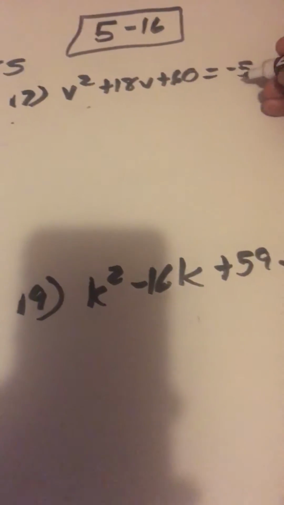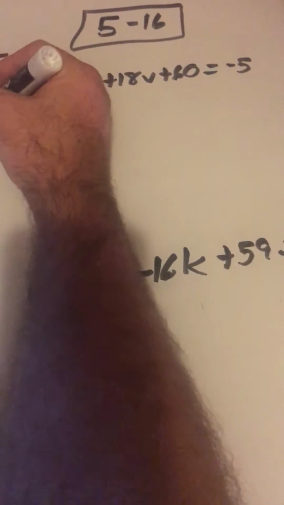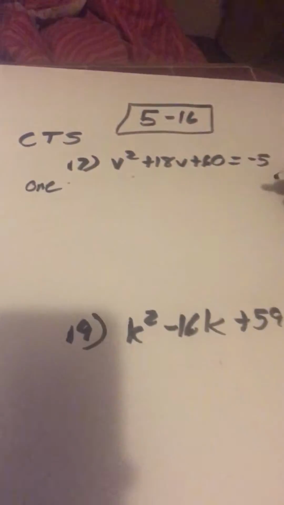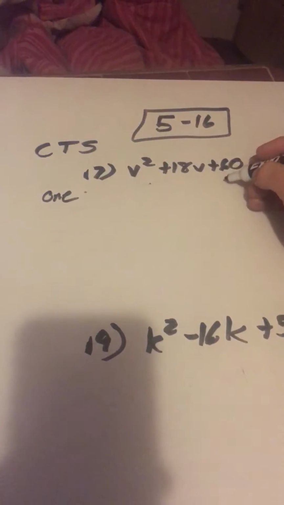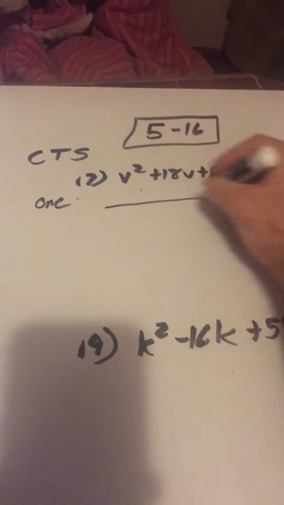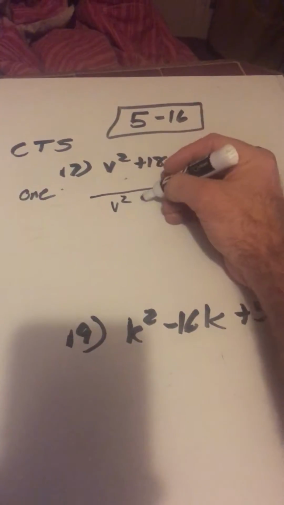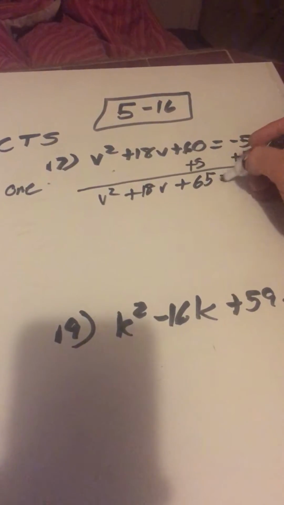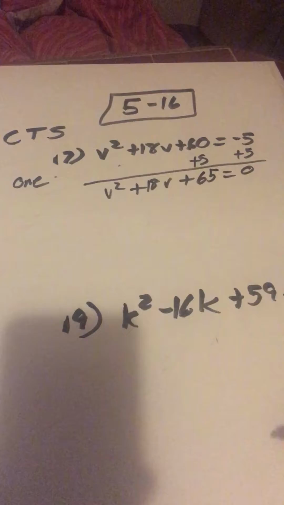So, what are our steps? The first one, got to get everything to one side. So, I'm going to add 5. Add 5. So now we have v squared plus 18v plus 65. Okay, so now we got everything to one side.